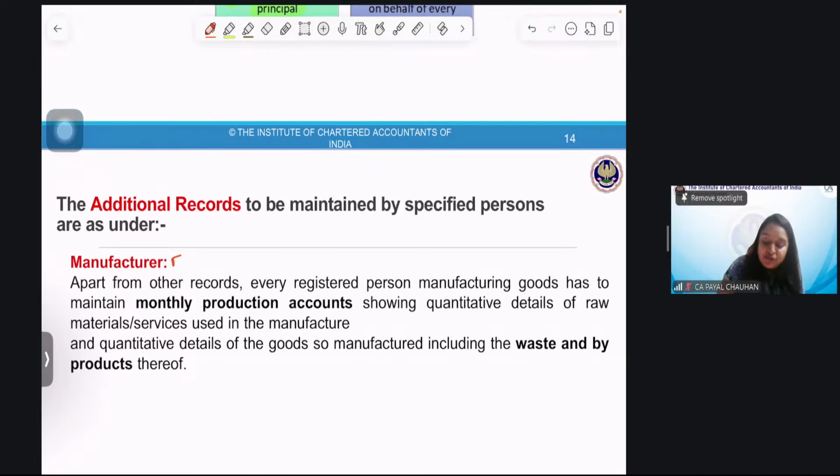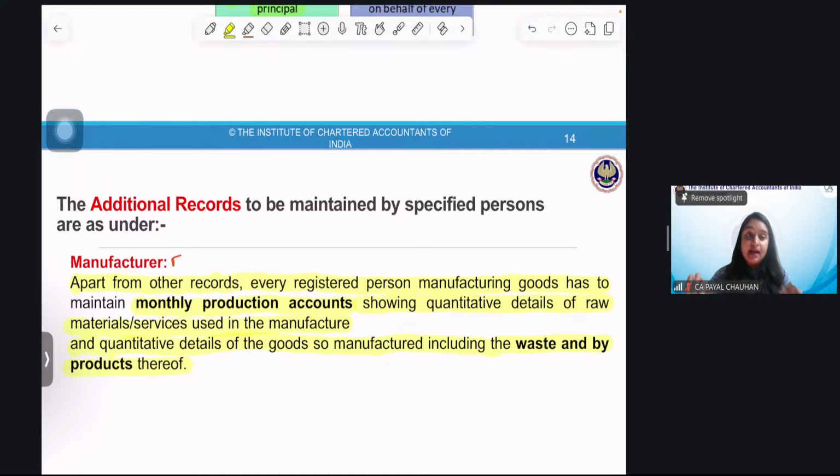Apart from the other records, every registered person manufacturing goods has to maintain a monthly production account. What do you need to maintain? Monthly production account showing quantitative detail of raw material and service used in the manufacture. Very good, monthly production account, MPA. And the quantitative detail of goods so manufactured, including the waste and the byproduct thereof. So if you're a manufacturer and a registered person, you have to maintain all those basic books of account required.